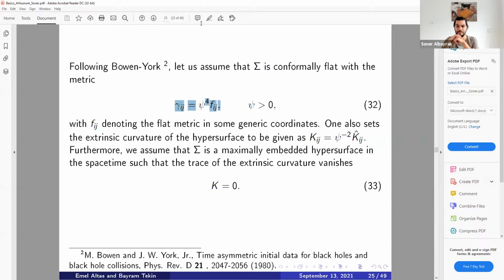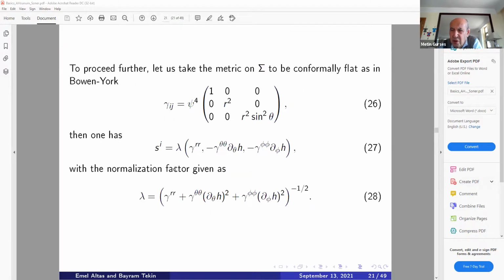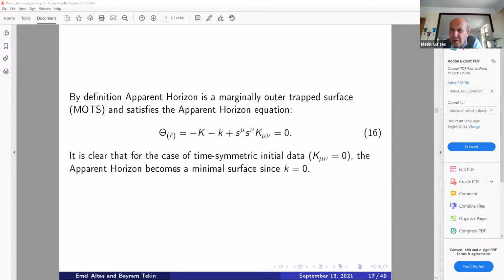Thanks, Boran. Are there any other questions or comments? Yes. Bayram, do you take or do you make an assumption about the topology of the apparent horizon in the beginning? As if you assume that the topology is spherical. That is, the Euler number is positive or negative. Can we have a toroidal apparent horizon? Or is there a limit?